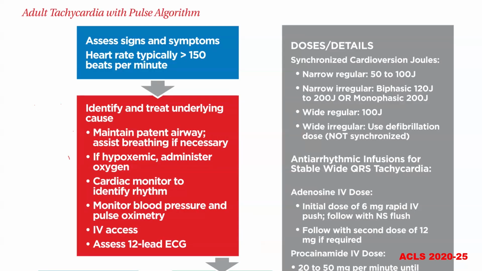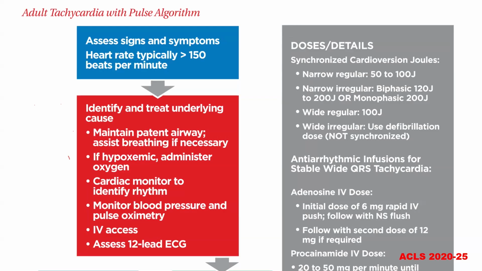Monitor blood pressure and pulse oximetry, get IV access, and a 12-lead EKG. So, synchronized cardioversion joules: narrow, regular complex, 50 to 100 joules. Narrow, irregular, 120 to 200 joules. If you have monophasic, 200 joules. Wide, regular, 100 joules. Wide, irregular, use defibrillation dose, not synchronized.